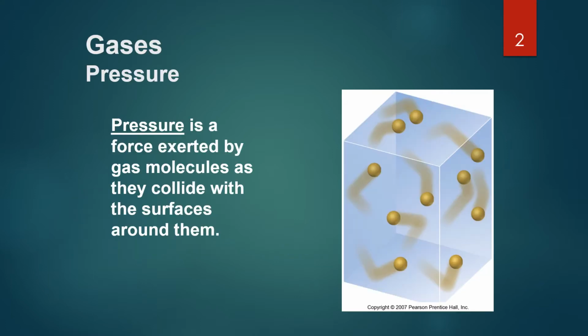So with gases, we need to talk about pressure, because gases exert a certain amount of pressure. Pressure is a force exerted by the gas molecules as they collide with the surfaces around them. In this diagram, those gold spheres are actually gas molecules. To figure out the pressure of that gas in that container, we can calculate it, because those molecules are applying a certain force on the inside walls of those containers.